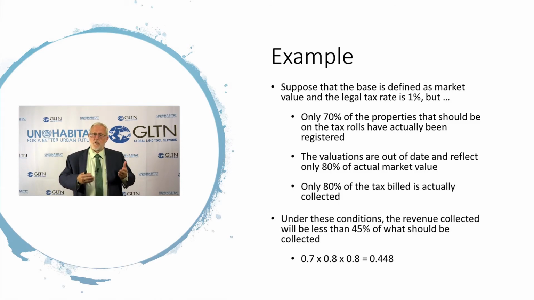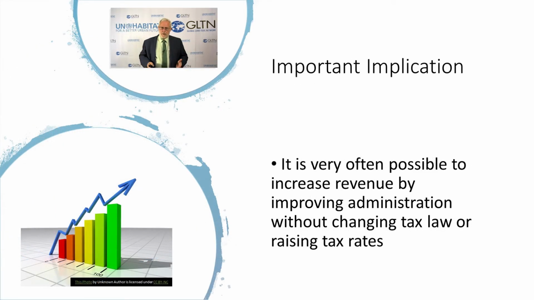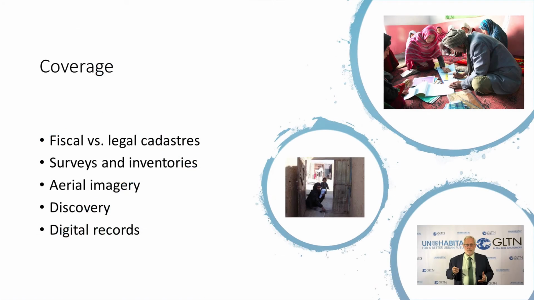But look what happens. Under these conditions, the revenue collected will be less than 45% of what should be collected. 0.7 times 0.8 times 0.8 is 0.448, less than 45% of what should be collected. The implication of that is it's very often possible to increase the revenue by improving administration without changing the tax law or raising the tax rates. Very often the case. So let's talk coverage first.